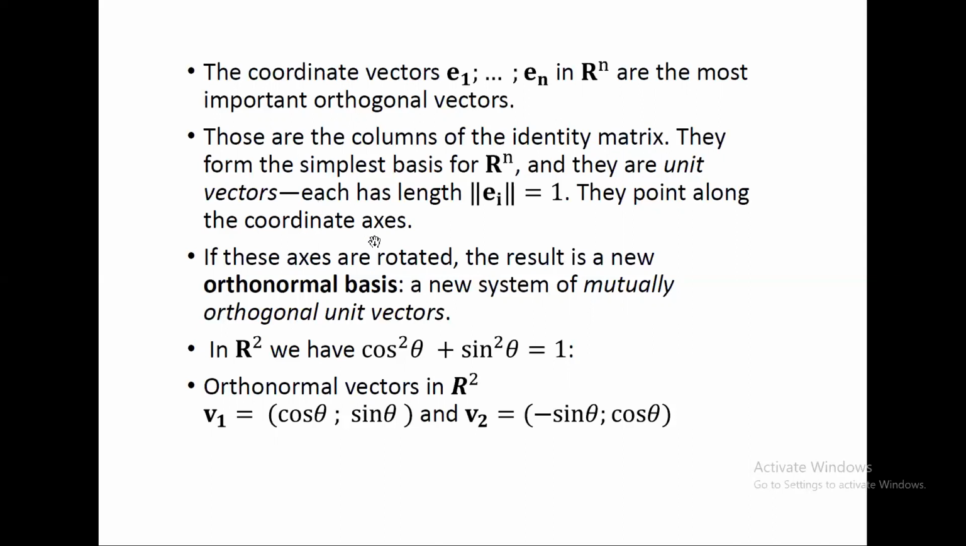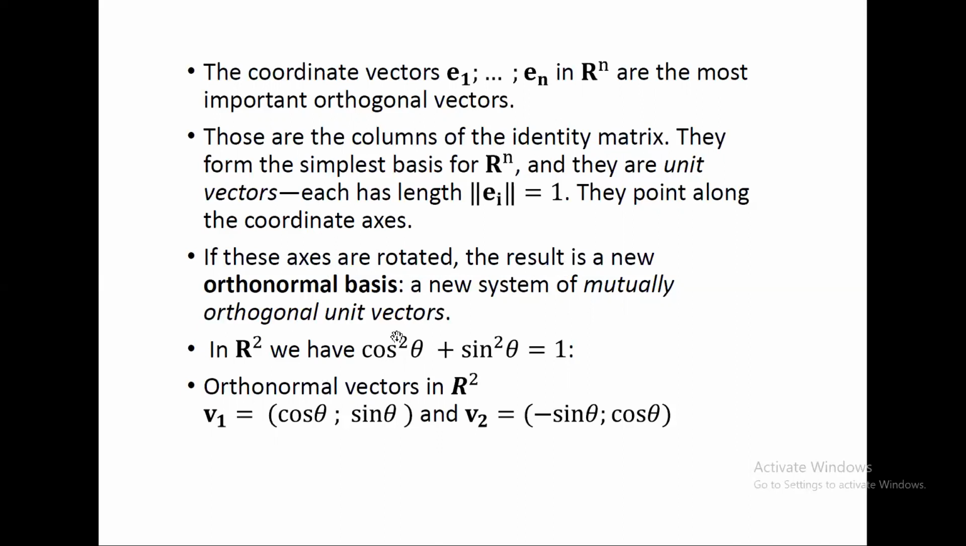Say in 2 dimensions, they might be pointing towards x and y. In 3 dimensions, x, y, z. If these axes are rotated, the result is a new orthogonal basis. You can just rotate the axes by some value, and you will get a new system of mutually orthogonal vectors, because all of them are rotated by the same amount.